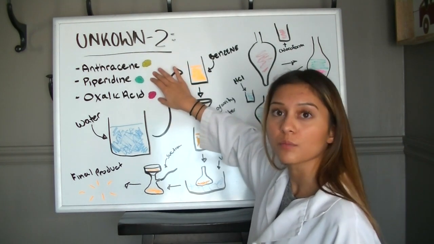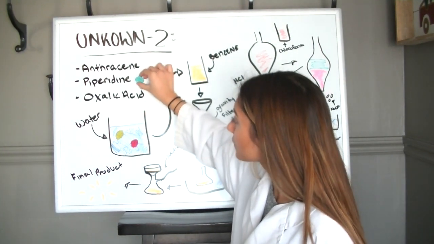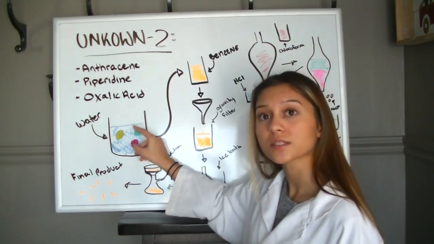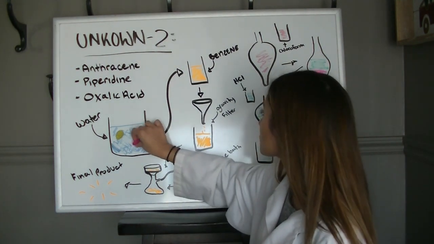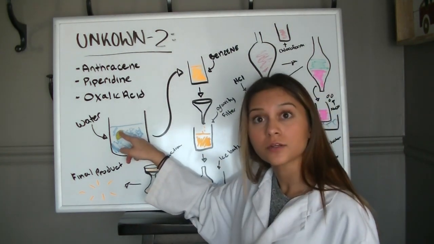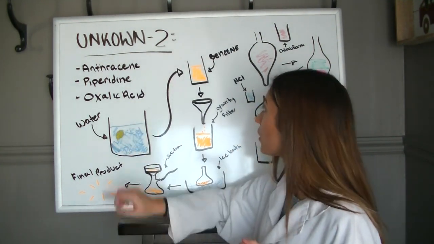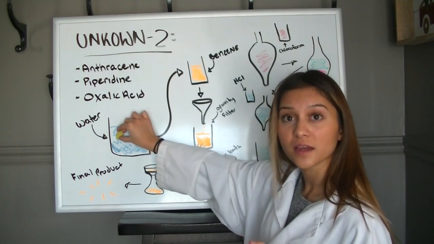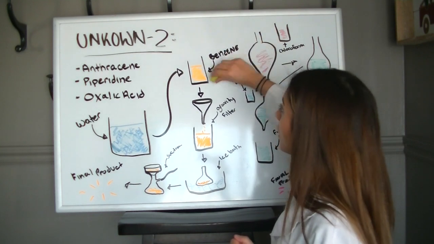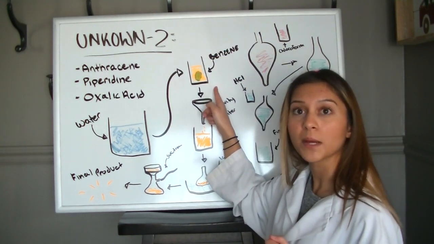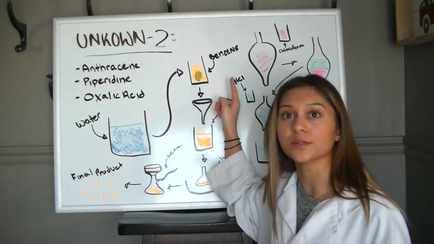Looking at these 3 compounds, we know that if we mix each of them in water, our oxalic acid and our piperidine will dissolve, whereas our anthracene will not dissolve and will remain a solid. With this, we can decant this solution in order to isolate our solid anthracene, and we're going to place it in hot benzene. This will dissolve the compound as it is soluble in benzene.